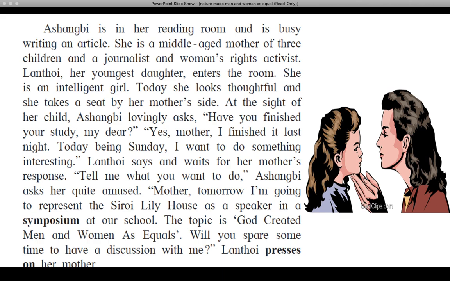Now, here we are introduced to our characters. The first one is Ashangbi and her daughter, Lanthoi. Okay, now here we see that Ashangbi is a very successful woman who is not only a mother of three children, but is also a journalist, and a women's rights activist where she fights for the rights of women. So we see that she is a very accomplished woman, and we see her daughter who is also a very intelligent girl, and she has been given the chance to be part of a discussion at a symposium.